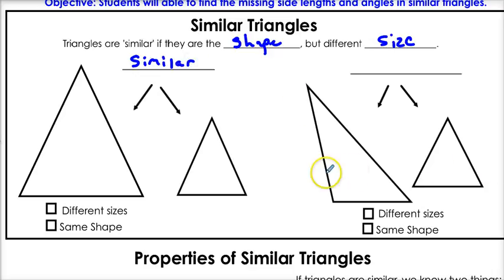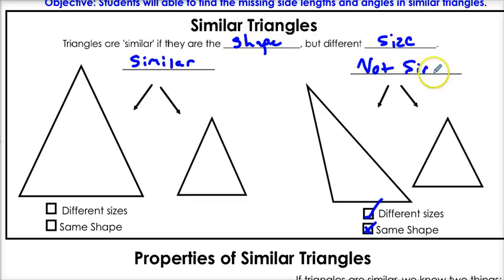Now if you look here, these two triangles, while they're both triangles, are not the same shape. This one's a scalene, this one's isosceles. They just wouldn't map onto each other with a dilation. See what I just did right there? While they are different sizes, they are not the same shape, so they're not similar.